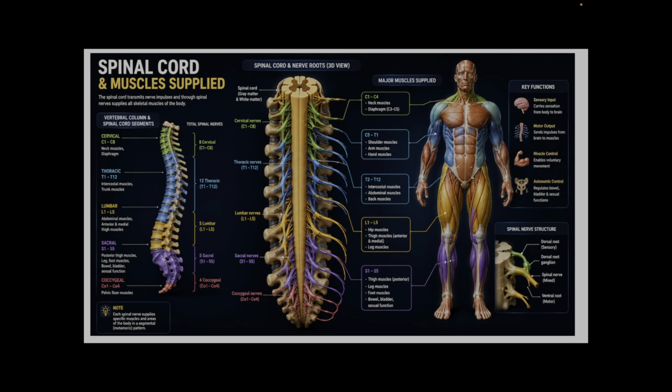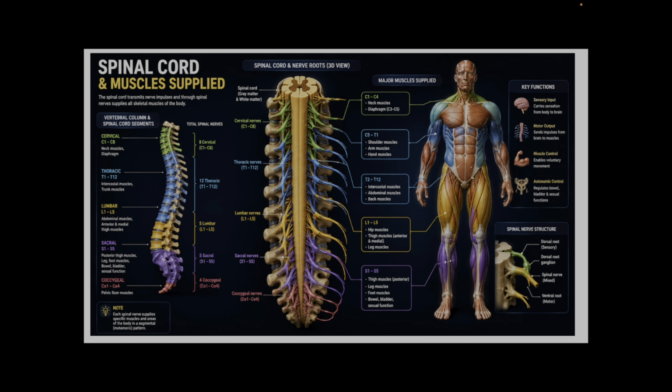The thoracic segments T1 to T12 supply the intercostal muscles, abdominal wall muscles and the muscles of the back. These muscles are essential for respiration, trunk stability and posture.